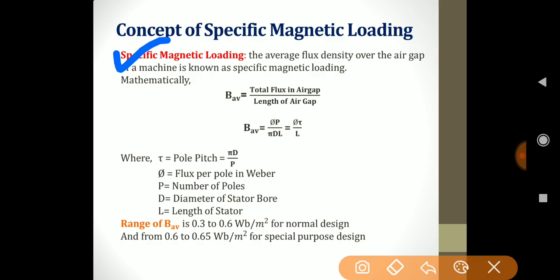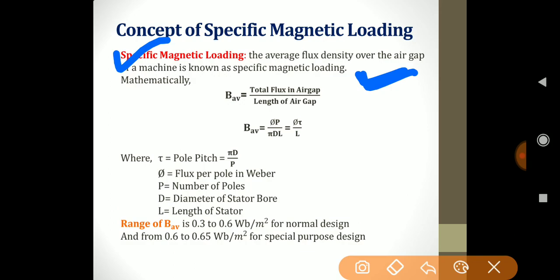This flux links with the secondary conductors, that is the rotor conductors. Then EMF gets induced in them. The rotor conductors act like current carrying conductors placed in the magnetic field, so they experience a force and the motor will start rotating. That is the basic principle of motor.